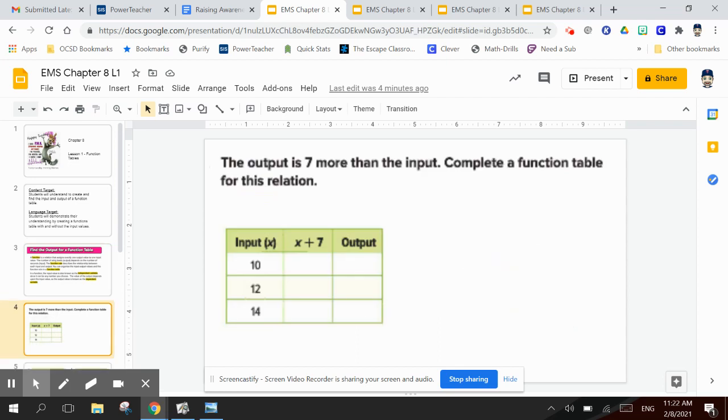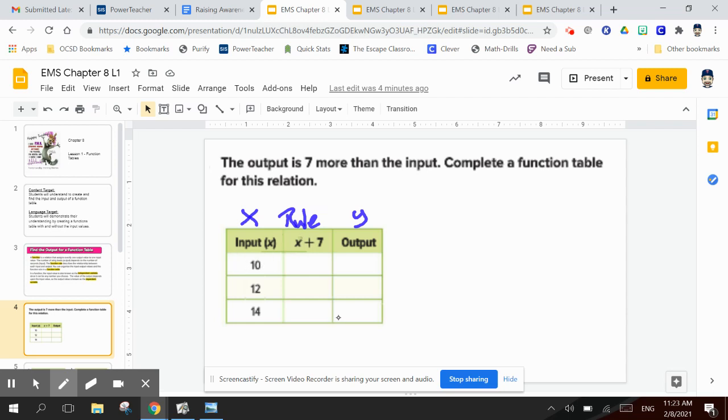So in this example, the output is 7 more than the input. Complete a function table for this relation. So what we're looking at here is our x value. That's always our input. Our rule tells us we're going to add whatever x is plus 7 to get our output, which is our y value.